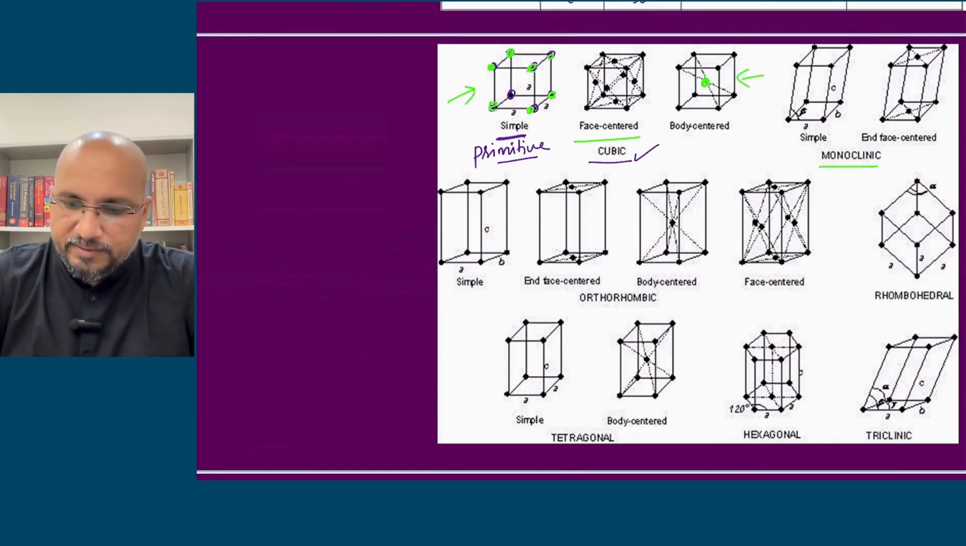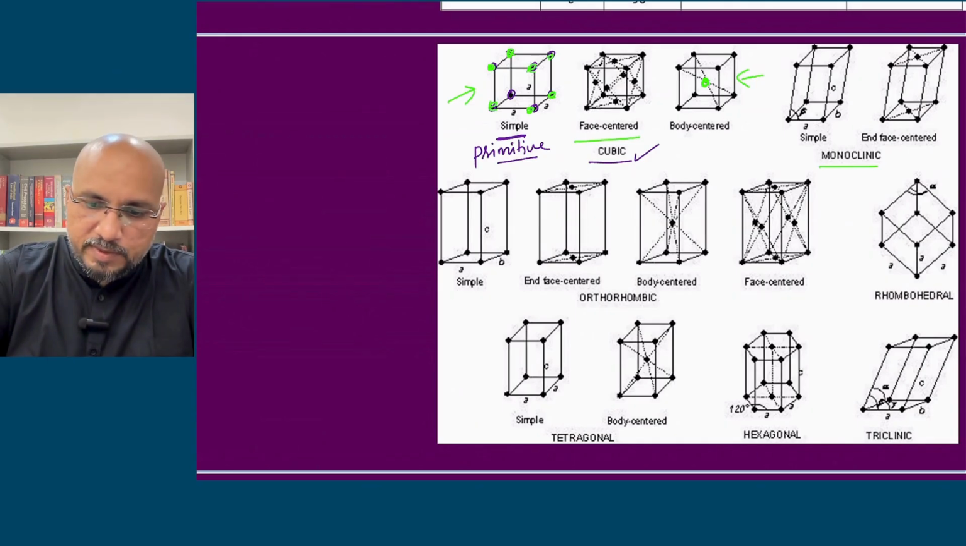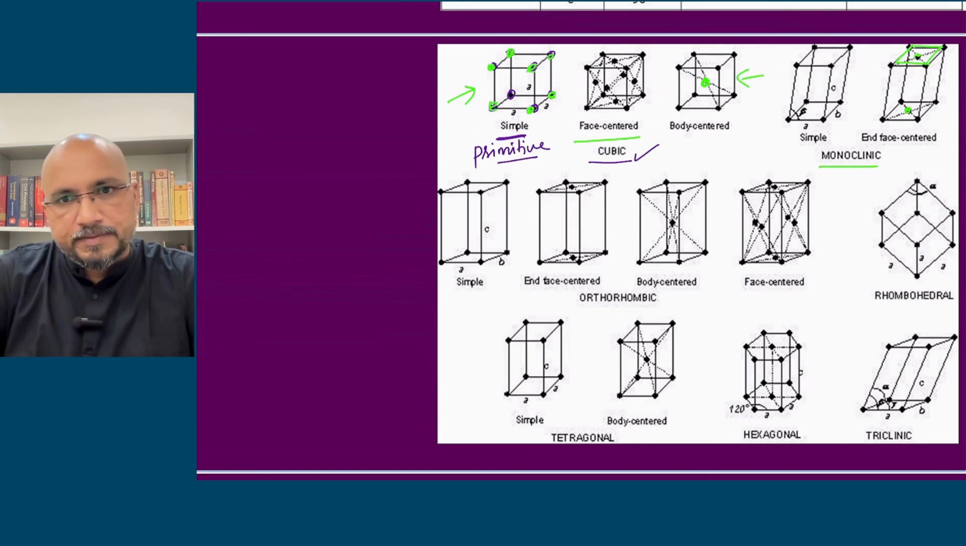Similarly in the monoclinic, we have simple, that is primitive. We also have end faced, that is, the atom is at the center of the top and bottom faces. Likewise in different crystal systems. So this is the diagrammatic representation of the different unit cells that are possible in different crystal systems. All right.